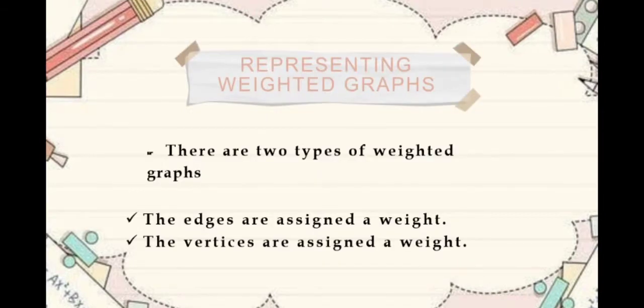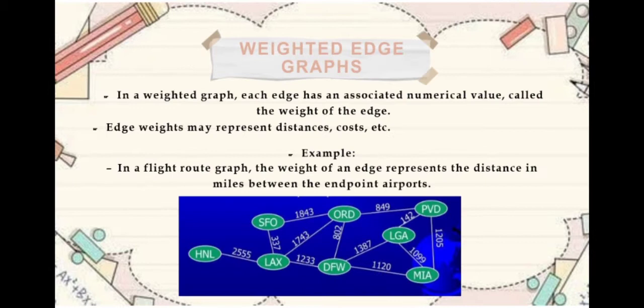There are two types of weighted graphs. The edges are assigned a weight, or weighted edges, and the vertices are assigned a weight, or weighted vertex. So let's proceed to the weighted edge graphs. In a weighted edge graph, each edge has an associated numerical value called the weight of edge. Edge weights may represent distance, cost, and etc.